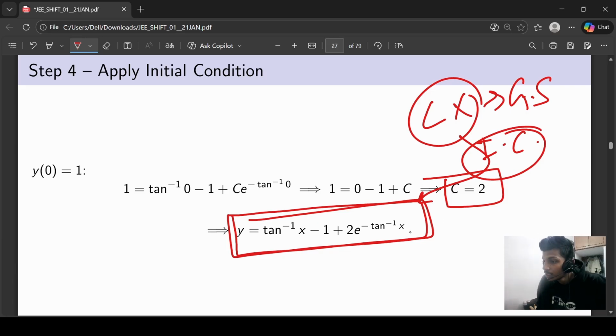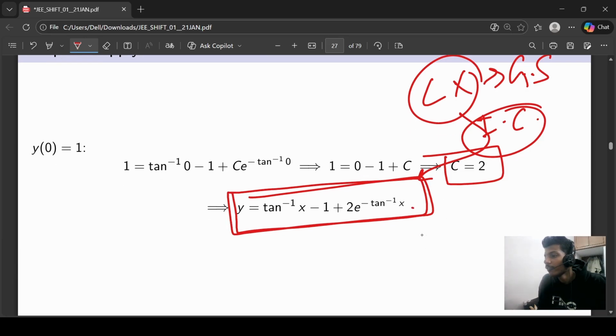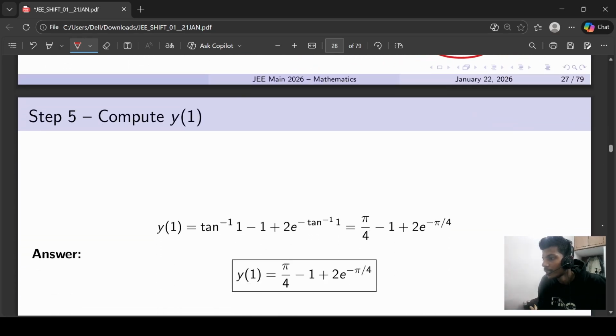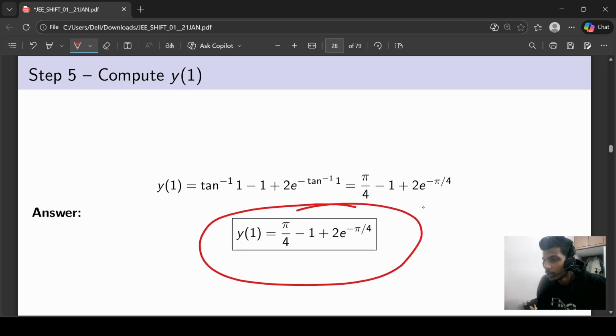If this is the main solution we have, and if I put x is equal to 1 here, I can get the value of y, right? Quite easy. If I put the value of x equal to 1, this is the value I will get for y. Any doubt in this question?